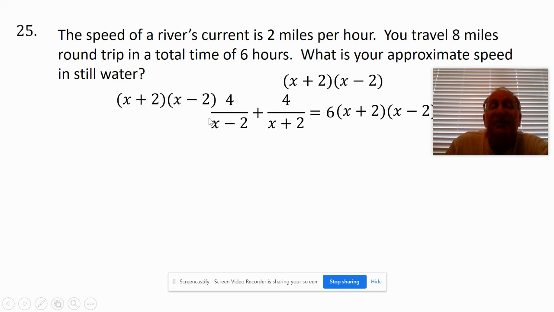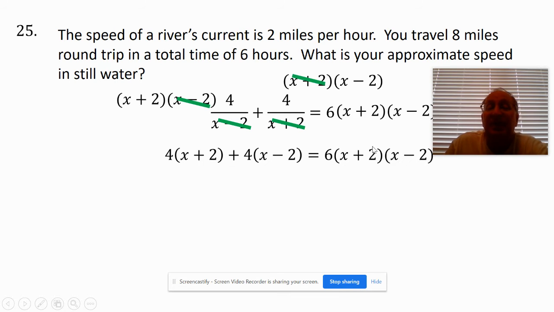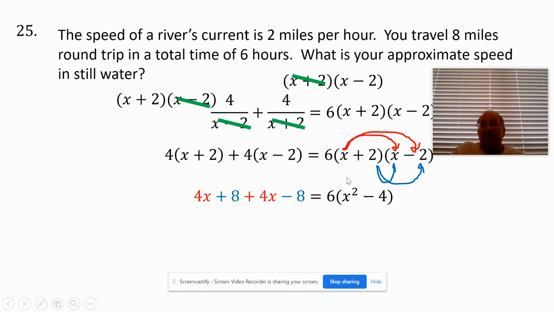But I'm going to multiply each of these by the common denominator, x minus 2 times x plus 2, which means these will cancel. So I have 4 times x plus 2. These will cancel, so I have 4 times x minus 2. And I'll have 6 times that one right there. Now when I do all that, I'm going to have to FOIL that one, which ends up being what I like about this: the two middle terms cancel out, so I have x squared minus 4. 4 times x is 4x, 4 times 2 is 8. 4 times x is 4x, 4 times negative 2 is negative 8.